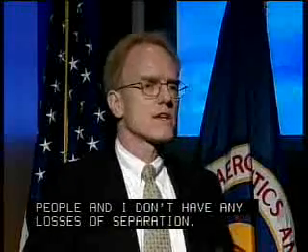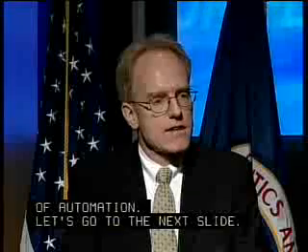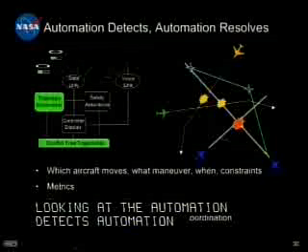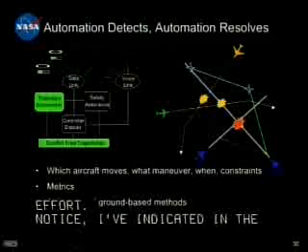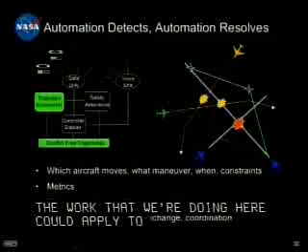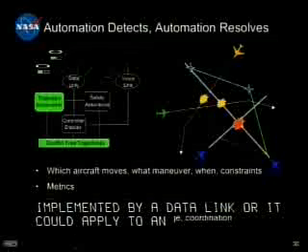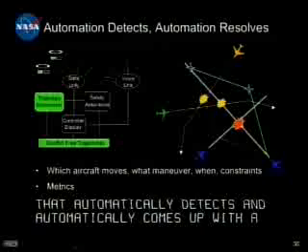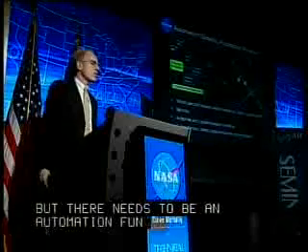Okay, so now what I want to do is look at a higher level of automation. Go to the next slide. Okay, so at this level we are looking at the automation detects, automation resolves. And this is a big part of our effort. Notice I've indicated in the diagram in the upper left that the work we're doing here could apply to a ground-based implementation, which is implemented via data link, or it could also apply to an airborne-based implementation. There needs to be automation that automatically detects and automatically comes up with a solution. Now, whether that solution is used exactly as is, that's a separate question, but there needs to be an automation function that comes up with trajectories that can be used to solve problems automatically.